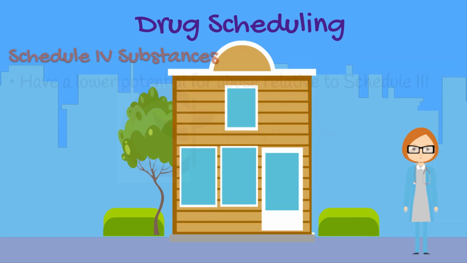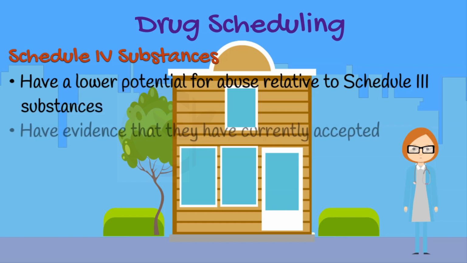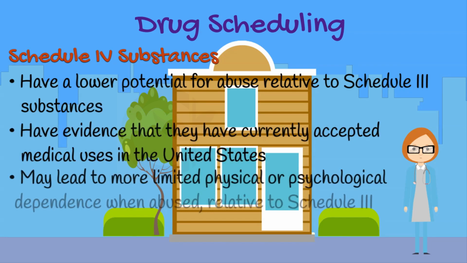Schedule IV substances. Substances in this schedule have a lower potential for abuse relative to Schedule III substances. Have evidence that they have currently accepted medical uses in the United States. May lead to more limited physical or psychological dependence when abused relative to Schedule III substances. Prescription of Schedule IV substances is similar to those in Schedule III.